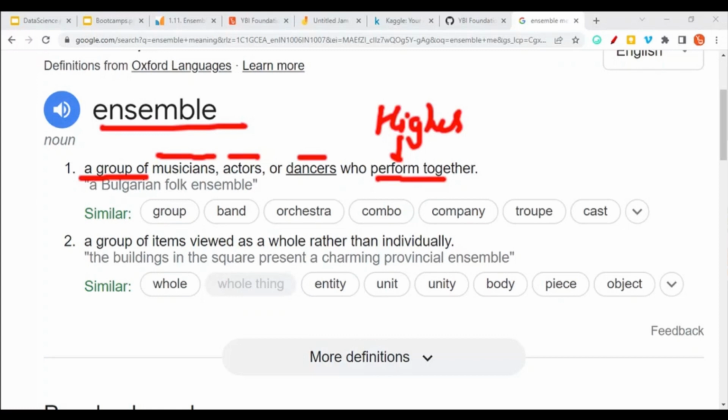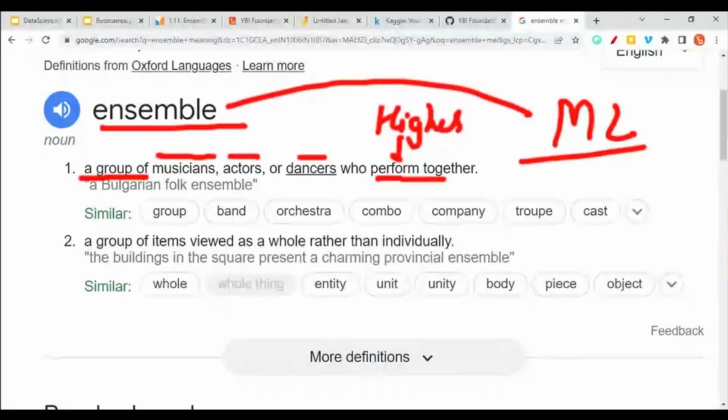So that is precisely the meaning of ensemble in English. It's a group of different things put together for a purpose, the purpose being a higher performance, producing a single effect as a group. I do agree. So that is precisely the meaning. The same word applies when we are talking about a machine learning model, data science model or algorithm.